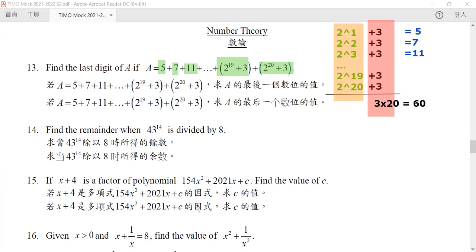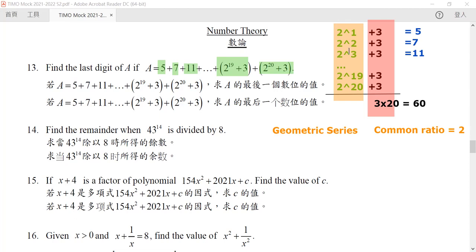This part is simply an arithmetic series. No, it is a geometric series. This part is a geometric series, because all the terms have the same common ratio, which is 2. They have a so-called common ratio, which is equal to 2. The next term is always 2 times the previous term, okay?